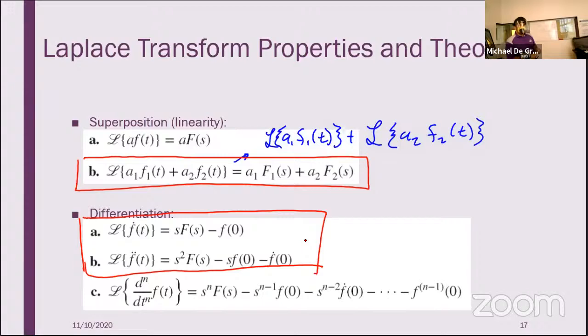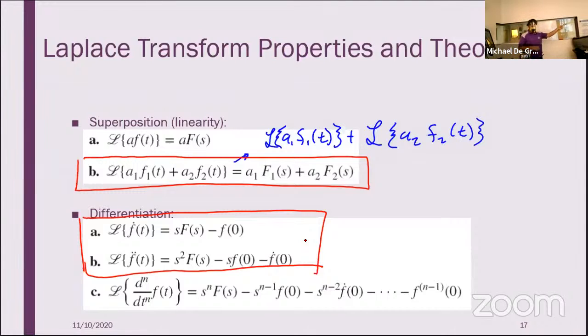They get simplified greatly when we talk about transfer functions, which we won't talk about today. That'll be the next class. Okay. Does anybody have any questions about differentiation or superposition?